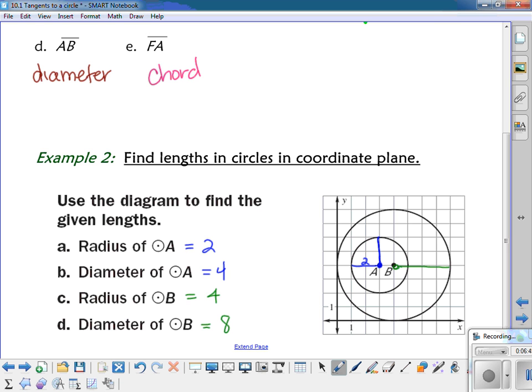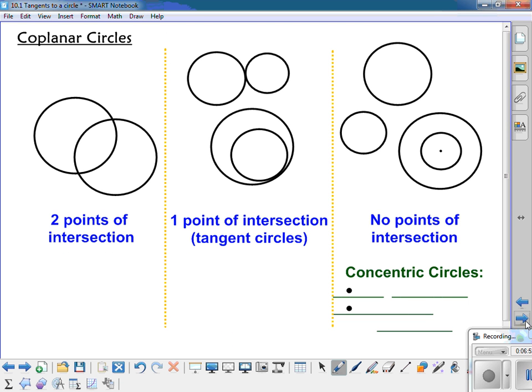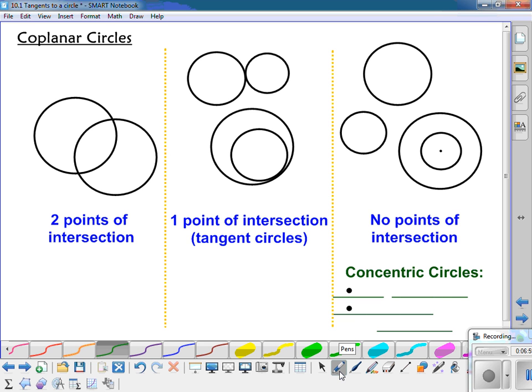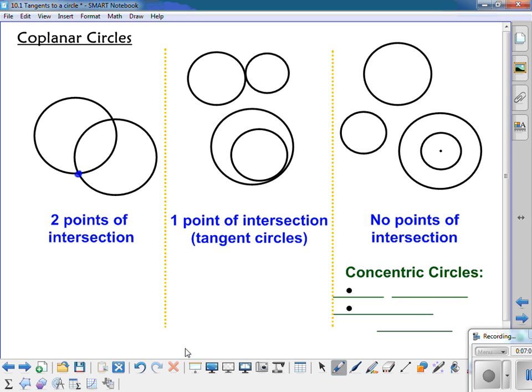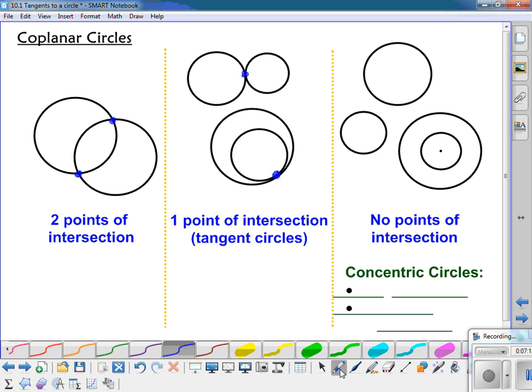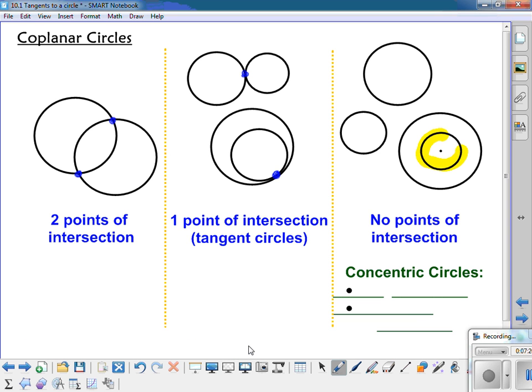All right, coplanar circles means they're in the same plane. So there's different ways that they can be related to each other. There might be 2 points of intersection, like the first figure. In the middle, we've got tangent circles that have just 1 point of intersection, so one can be inside the other, or they might be right next to each other. And then finally we have concentric circles, because those are circles that don't touch at all. Like if you look at this circle inside of here, it's concentric with this circle here.